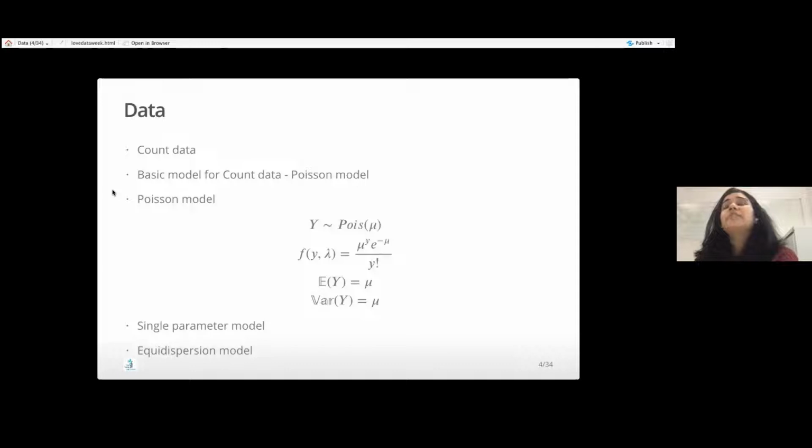The basic model for count data is a Poisson model. There's a lot of math here, but the probability function of the Poisson model is given here. What I want you to focus on is that the Poisson model is a single parameter model. Also, it's an equidispersion model, which means that the mean of the distribution is equal to the variance. There's no dispersion associated with it.